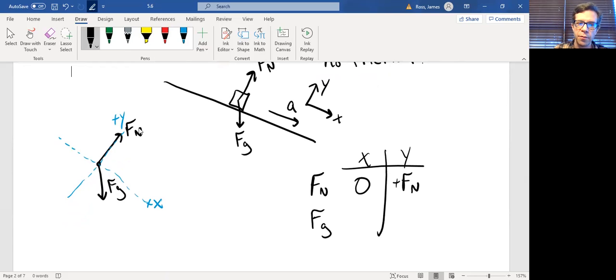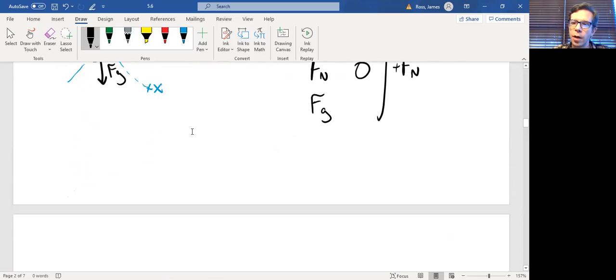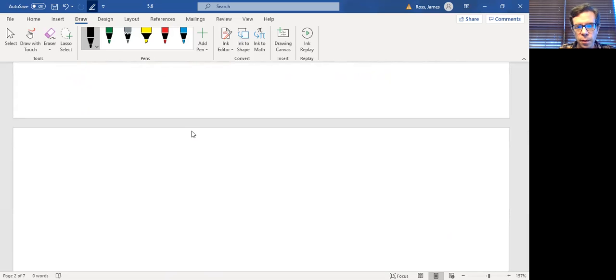But I have components for my force of gravity, so I need to figure that out. For a typical incline problem, you'll know what the angle of the ramp is. So we need to figure out how to relate that angle of the ramp to one of these angles so that we can figure out what our components are for gravity. There are a couple of ways to do this.